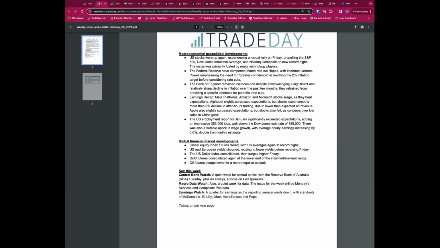And yeah, I had some dodgy connections, as I had on Friday as well in here. But the net impact was global stock indices were higher, US averages at record levels. US and European yields generally chopping, but they moved lower through the week, but then reversed higher. So we went to higher yields.